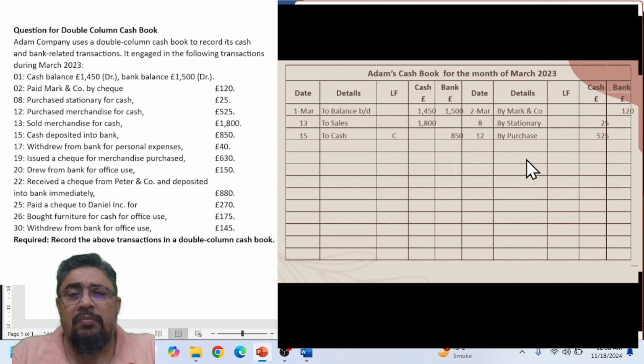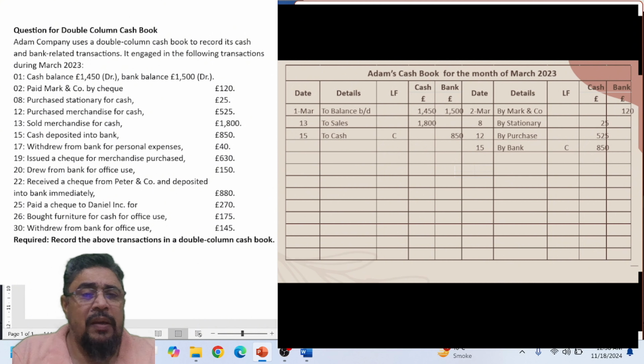At the same time, this same amount will be recorded on the credit side. On 15th March, by bank, C for contra entry, the amount will be written in the cash column. Here it is the debit side of the bank column, and here it is the credit side of the cash column, because the amount goes to the bank account.